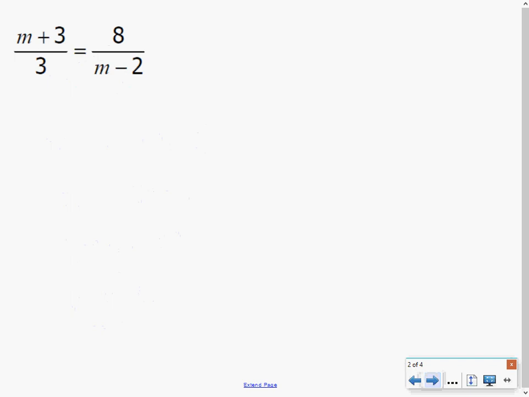Okay, this one, same kind of strategy, right? We've got a rational expression equal to a rational expression. There's no adding or subtracting with the expressions I need to do, so we can just jump to cross multiplying. I'm going to take the product of m plus 3 and m minus 2, and that's going to be equal to the product of 3 and 8.